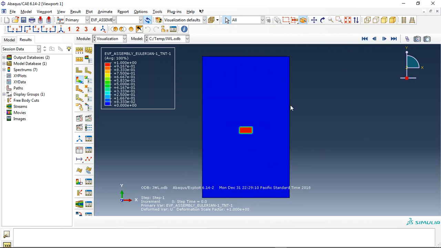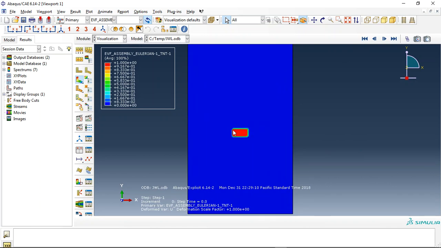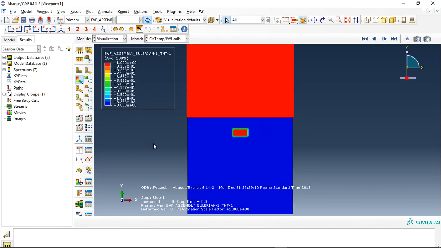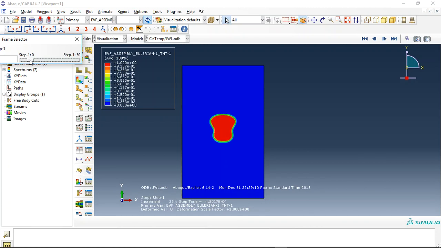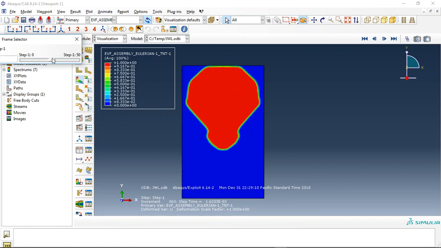You can see the initial, this is the TNT, the red part. This is the TNT, here is soil and here is air. So if I click on animate, you can see the growth of a TNT inside the soil and the air. You can see the growth inside the air is greater than in the soil because the soil has a bigger density than air.